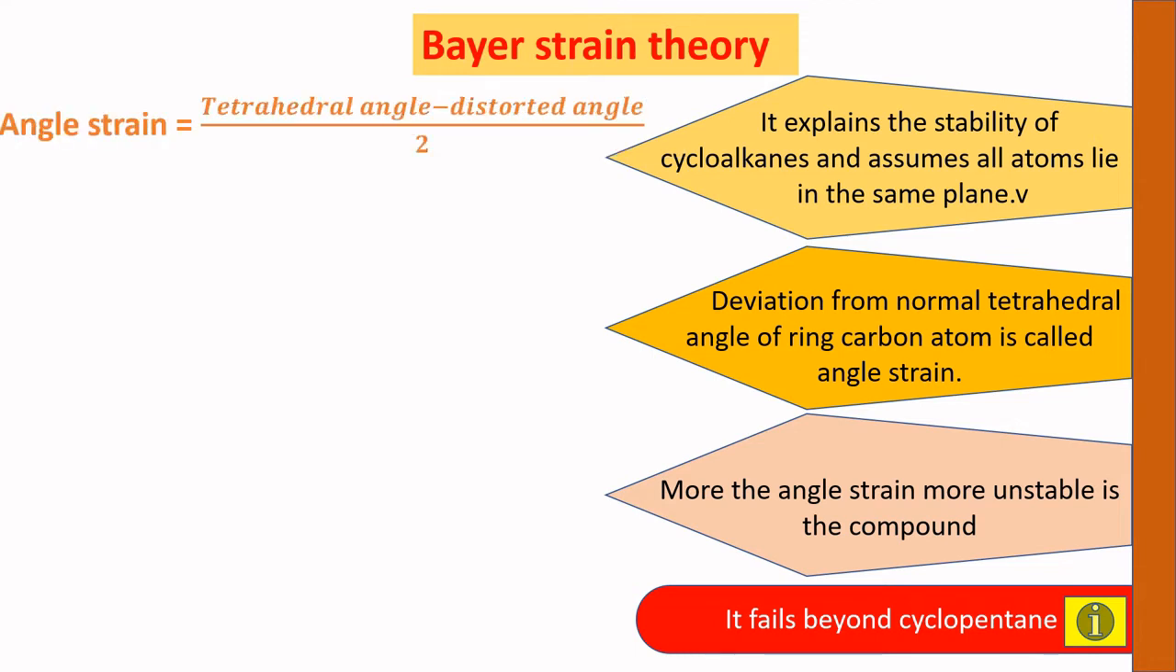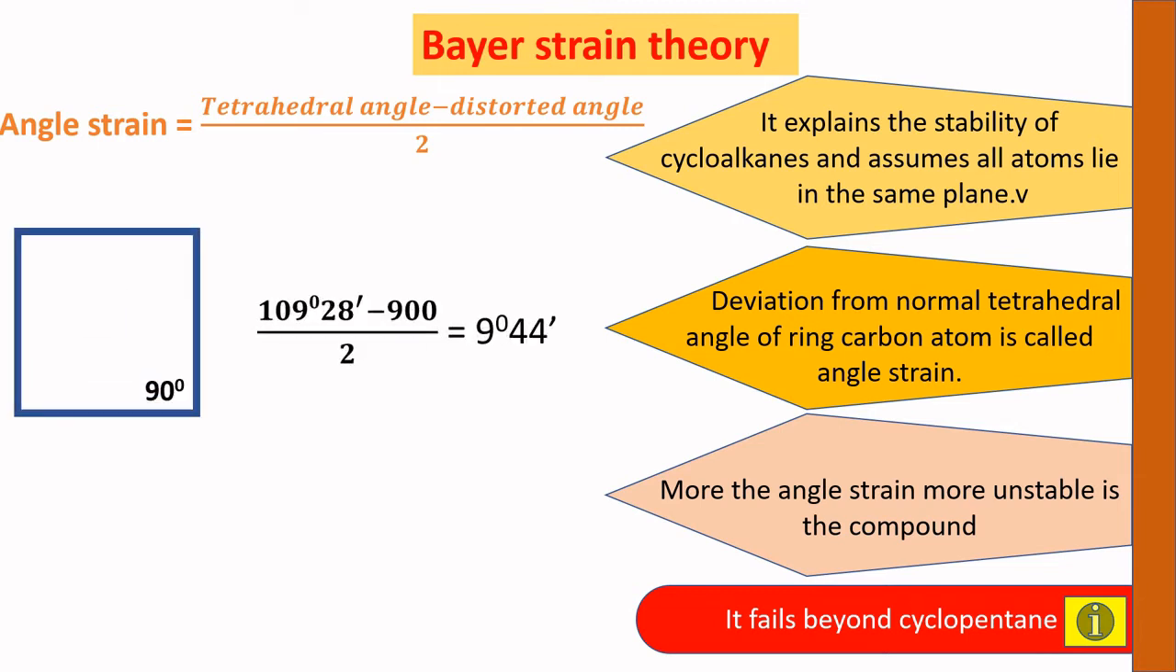Okay, this is very important information. You should know how to find the angle strain. The tetrahedral angle is 109 degree 28 minute, which is always constant, and then there is the distorted angle. Subtract the distorted angle, divided by 2. This is how you calculate the angle strain. So now look at this compound.